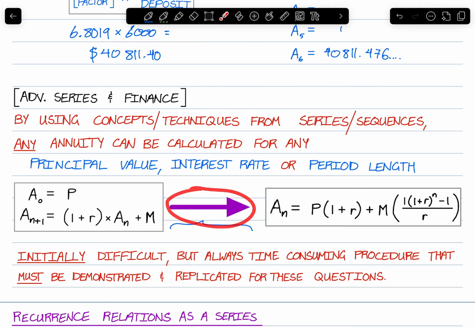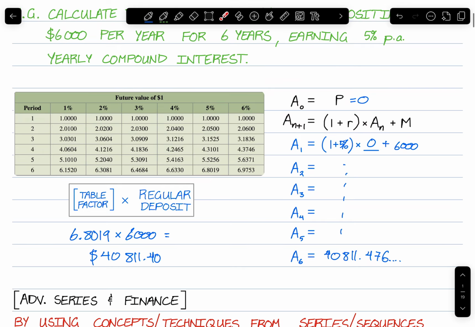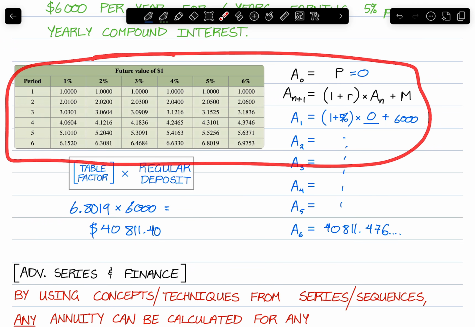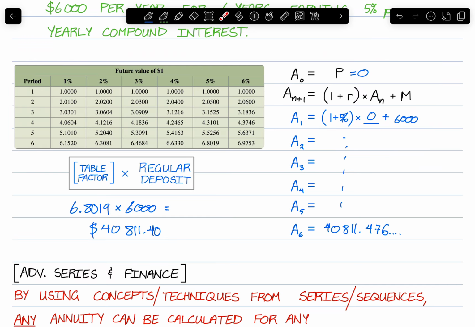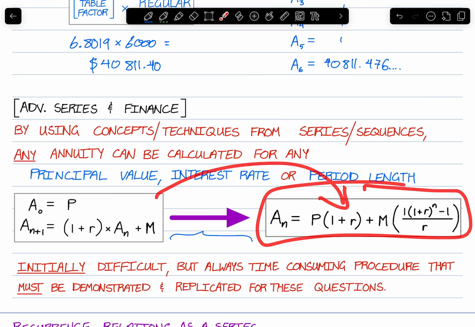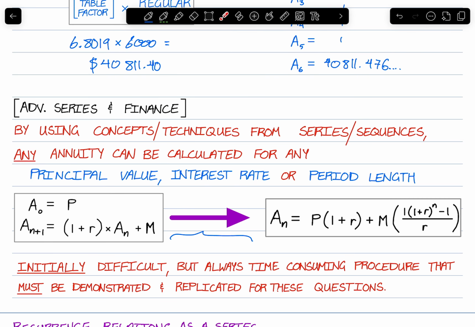This procedure is initially difficult. It is always time consuming, but it must be demonstrated and replicated every single time we see a question like this, especially when it asks for us to do so. Okay, so that's the link. We're going from a future value table and a recurrence relation for small values of n, and we're now moving into a sum of a geometric series, which can only be done at this level of advanced math.